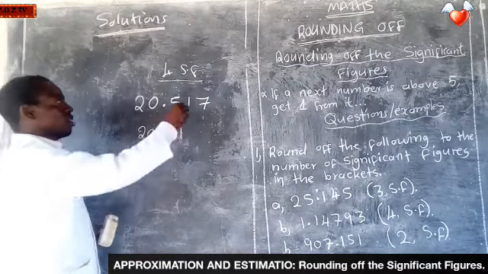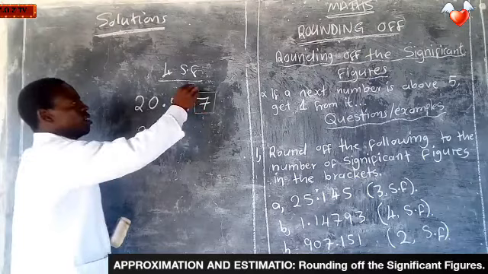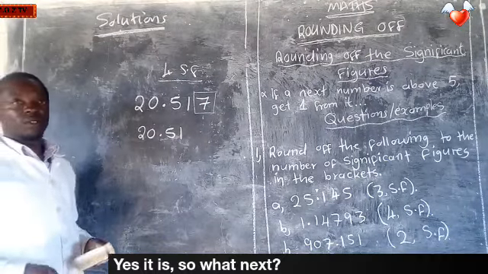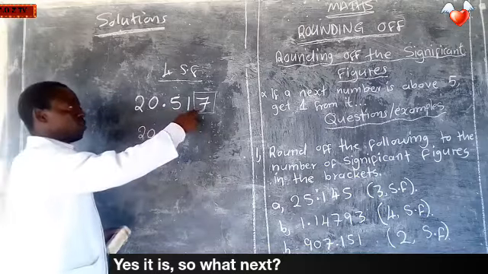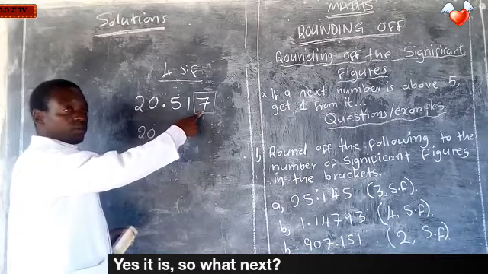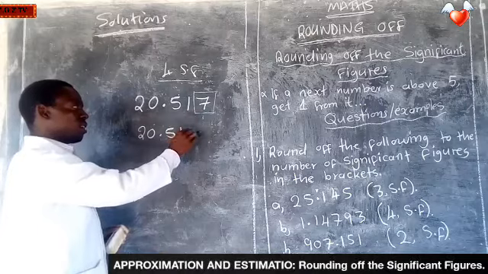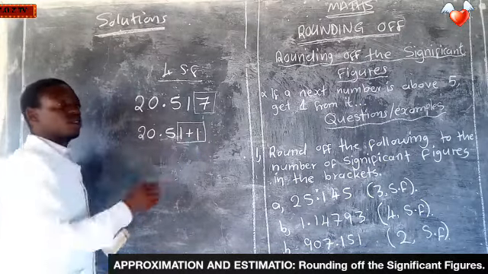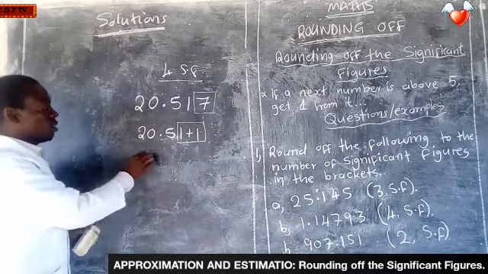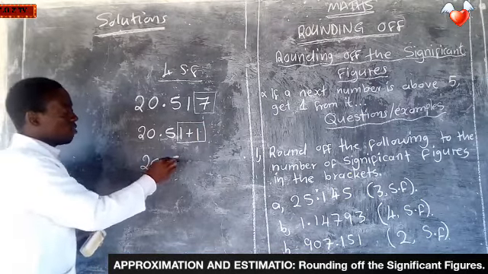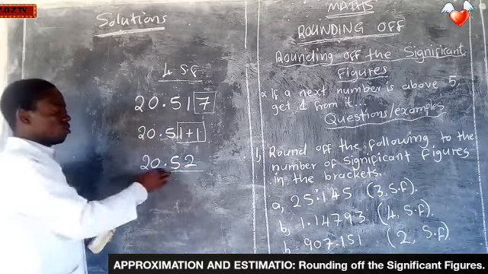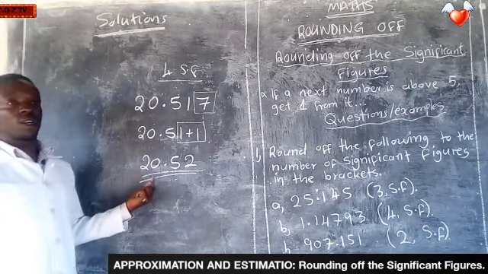After that, check the next number. Is the number above 5 or not? If the number is above 5, we get 1 from this number. That 1, you say plus 1, then you add it to my numbers here. So I'm going to have 20.5, and 1 plus 1 gives 2. So this will be your final answer.